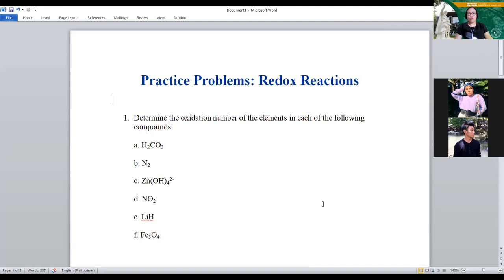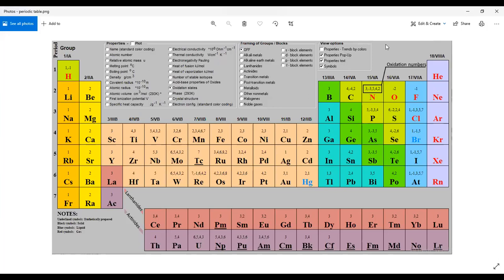Okay, now I will show to you the periodic table, which I shared with you a while ago. And you will try to answer what's the oxidation state of each of the elements that are written in this compound. Okay, let me check. Let me share again. I'll give you 5 minutes to do that. I'm just here if you have any questions. It's 2:14, we'll end 2:20.